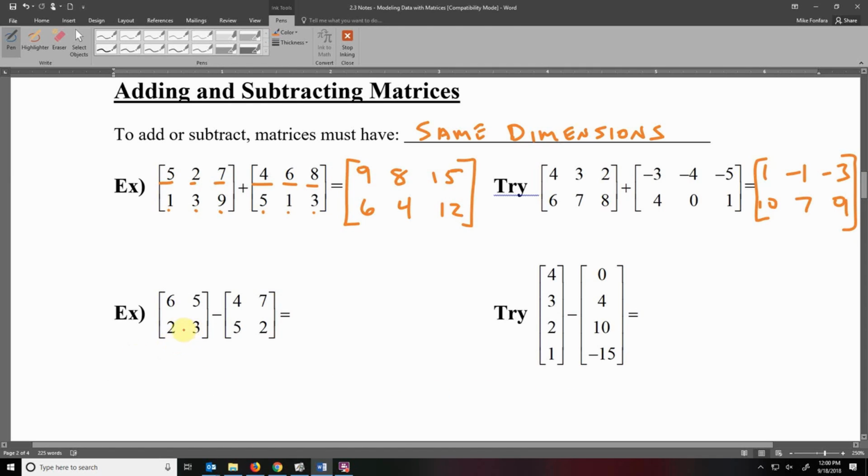Subtracting is very similar. I'm just going to subtract corresponding elements. 6 minus 4 is 2. 5 minus 7 is negative 2. 2 minus 5 is negative 3. And 3 minus 2 is 1. And last, 4 minus 0 is 4. 3 minus 4 is negative 1. 2 minus 10 is negative 8. And 1 minus negative 15 is 16.